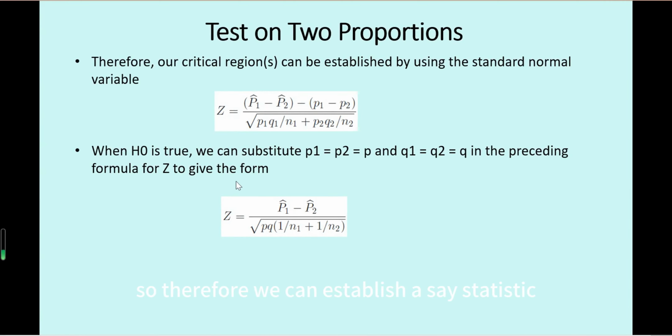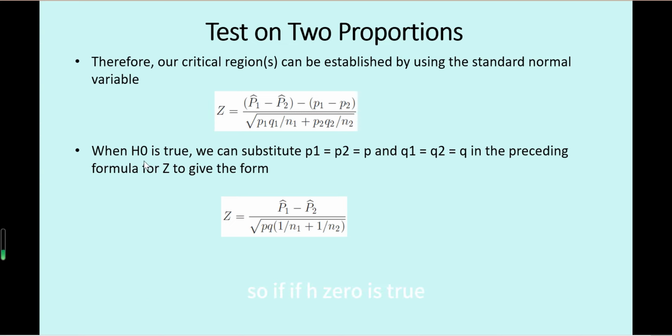So therefore, we can establish a statistic, which is a standard normal variable. So this variable equals P1 hat minus P2 hat, then minus P1 minus P2. So the sample proportion difference minus the population proportion difference, then divided by the square root of their variance, has a standard normal distribution. And this statistic usually will be used to calculate the critical region, right?